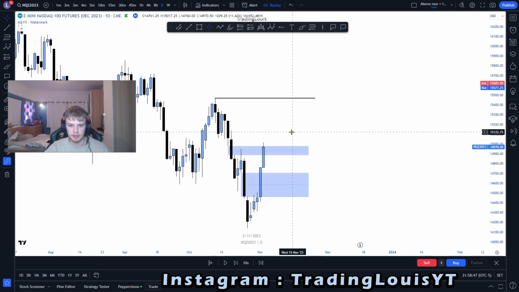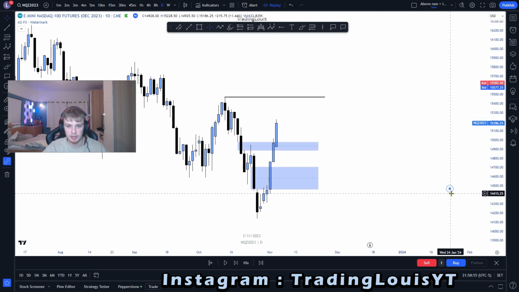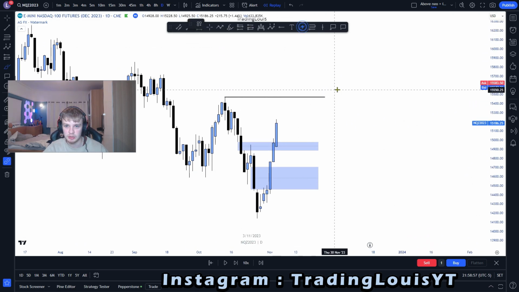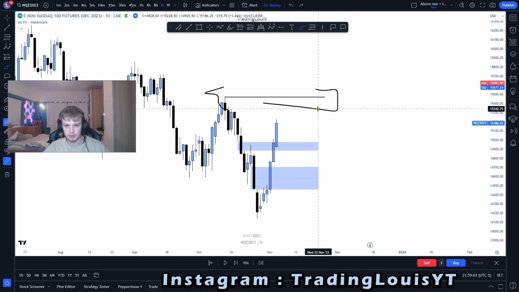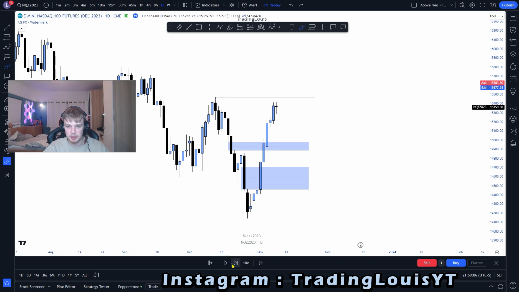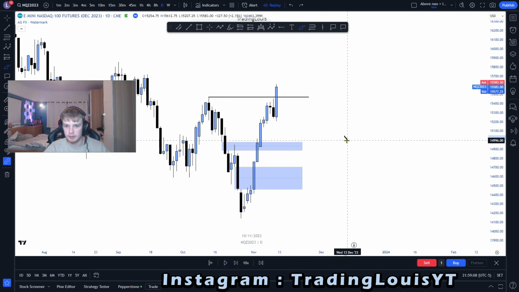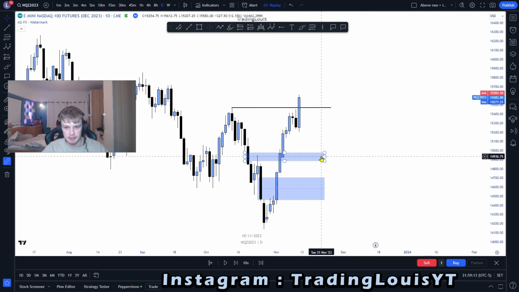I mainly use fair value gaps if they are being respected or not on the higher time frame. So as you can see, the next candle violates this fair value gap. So now I would want price to come to this buy side liquidity right here. So if we play the price action, and I don't know if this is going to go to buy side liquidity or not. And there we go. Price goes to buy side liquidity and takes it.